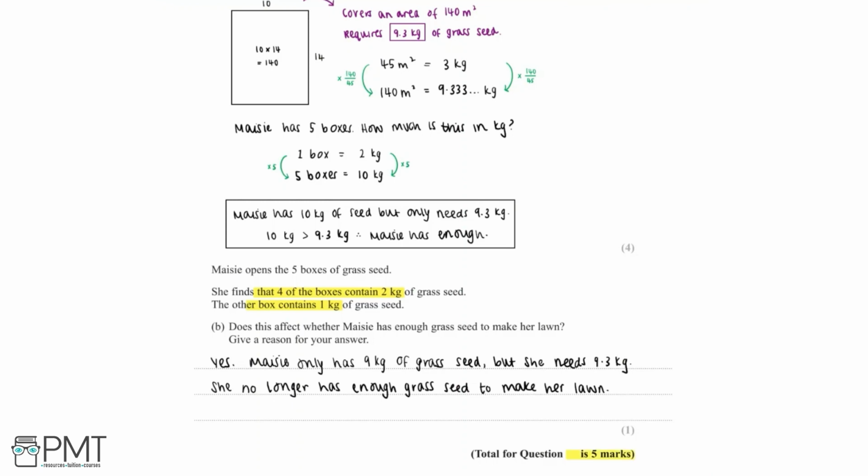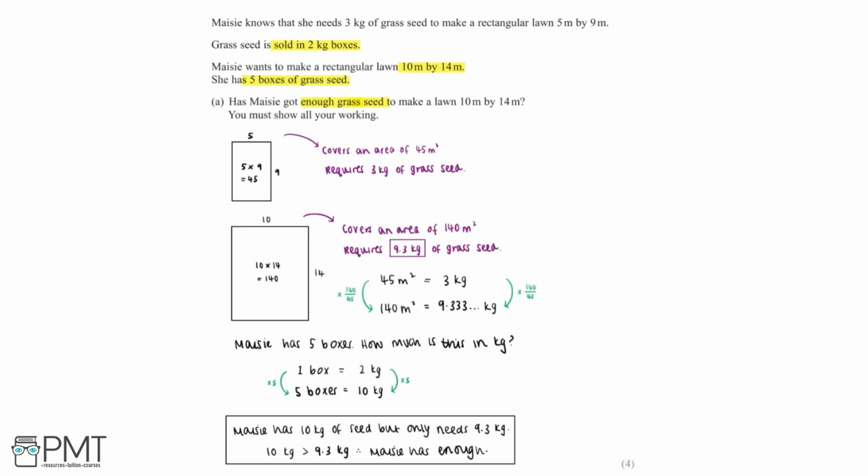Now this question is worth 5 marks. We get the first mark for finding that Maisie's lawn covers an area of 140 meters squared. We get the second mark for finding out that Maisie needs 9.3 kilograms of grass seed in order to make her lawn.